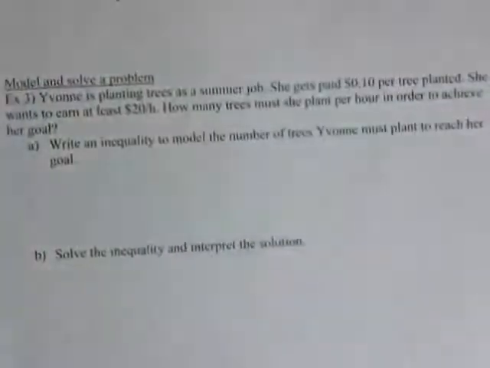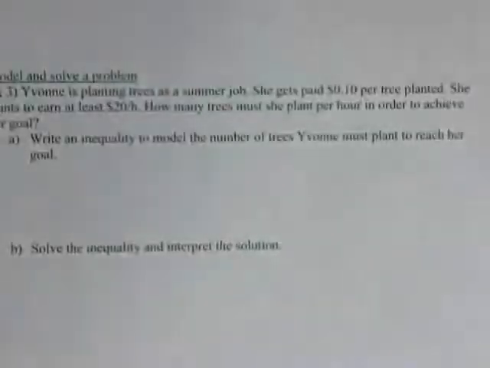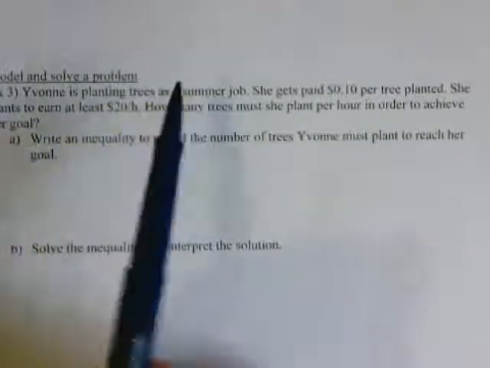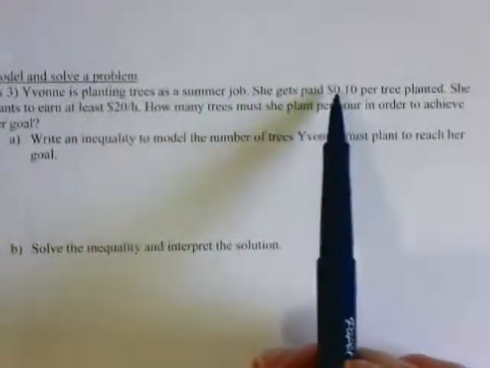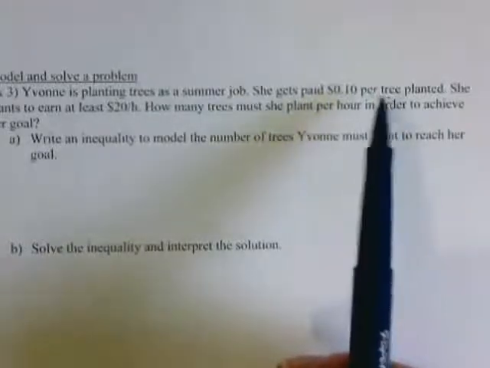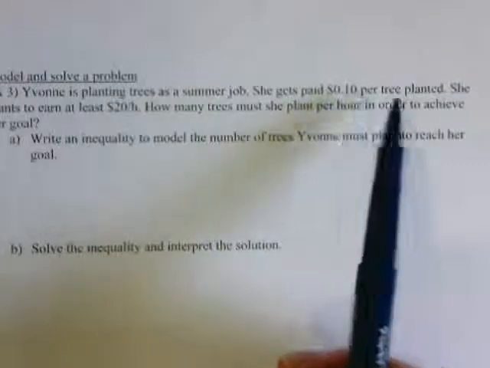All right, as always, you guys love these word problems, I know it. So let's get started. Okay, first things first, let's read this and let's make sure we understand. Yvonne is planting trees as a summer job. She gets paid $0.10 per tree. Per tree. That means every tree she plants, she gets this much money.